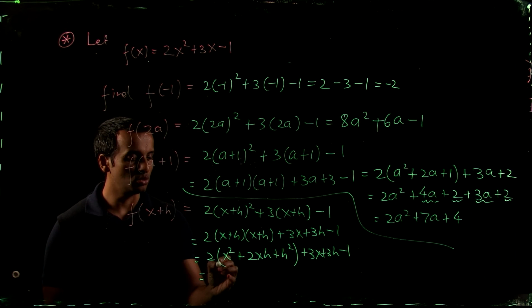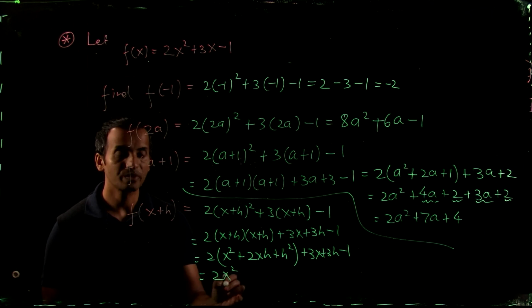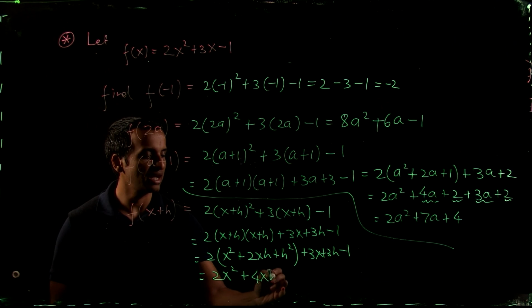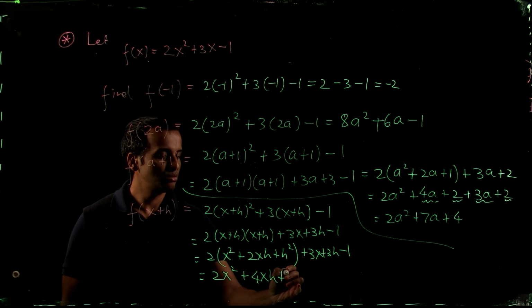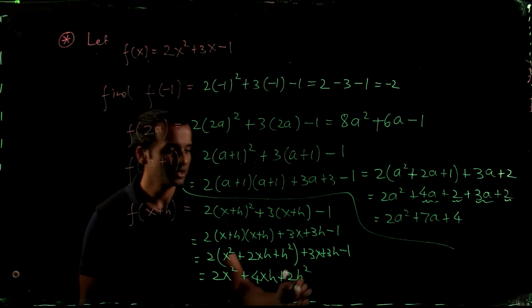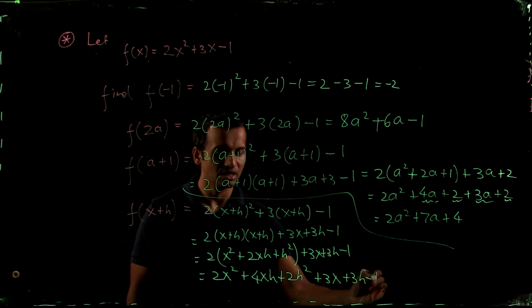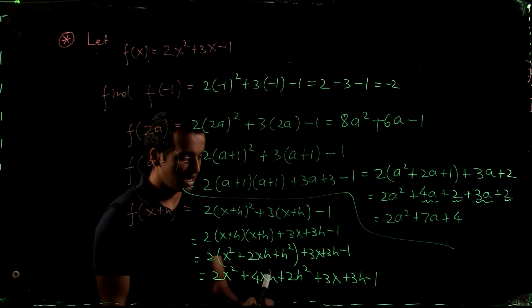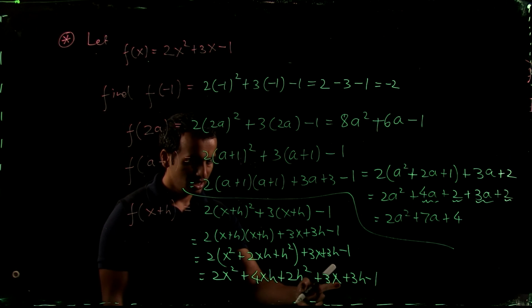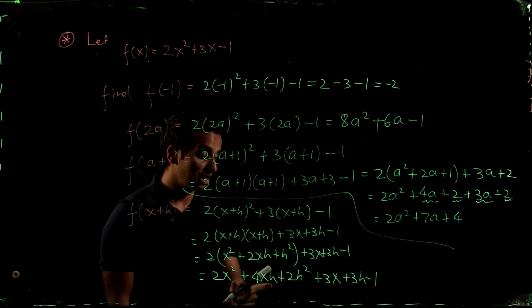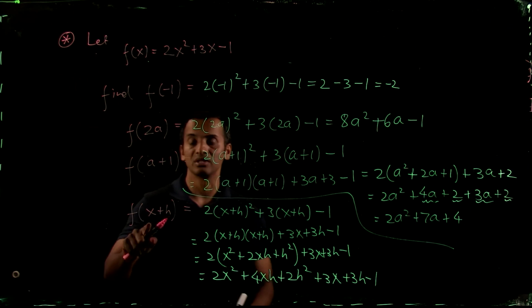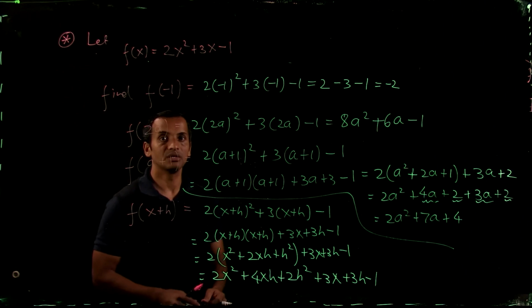So you distribute this 2, you will get 2x squared plus 4xh plus 2h squared plus 3x plus 3h minus 1. Are there any like terms that you add or subtract? No, right? Because there is 3x, there is x squared, there is xh. So this is the final answer for the last part. Thank you guys.